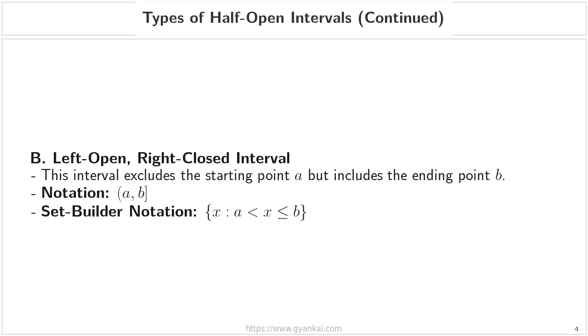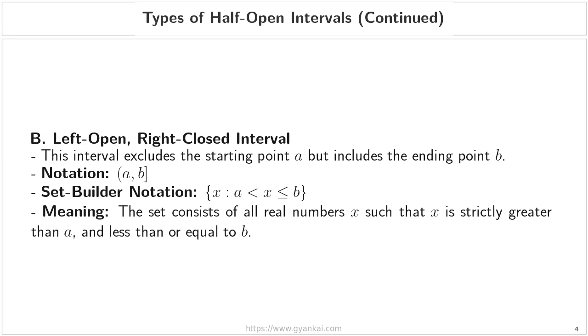To express this more formally using set builder notation, we write the set of all X such that X is strictly greater than A and X is less than or equal to B. To put this into plain English, the set consists of all real numbers X that are greater than A, but not equal to it, and go up to and include the value of B. As we move to the next slide, I'll show you how this concept actually applies to a real-world scenario, like a store promotion, so you can see these brackets in action.